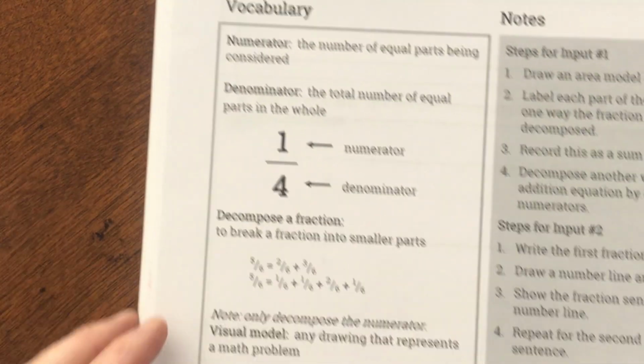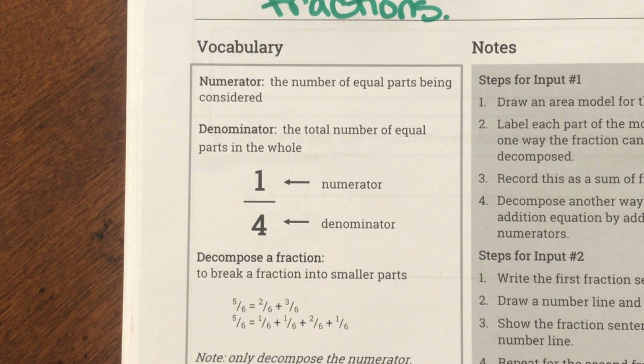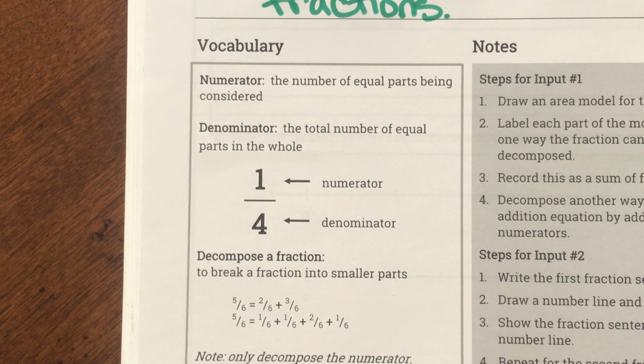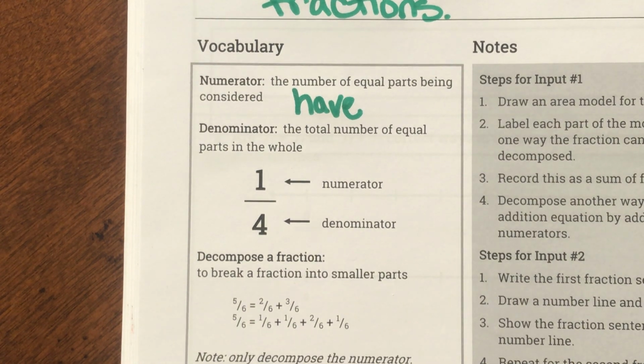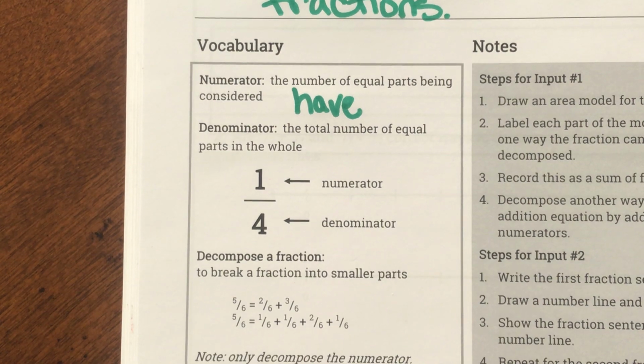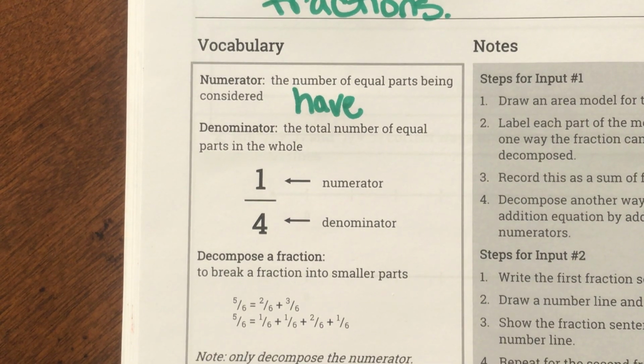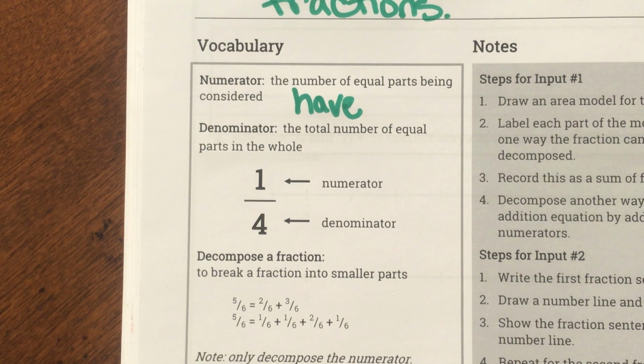So let's look at our vocabulary. Our first vocabulary word is letting us know what a numerator is. It's the number of equal parts being considered. That's the top number of our fraction. Sometimes I like to think about it's also usually what you have if they're talking about something shaded, or sometimes in a word problem about a food item, but it's how many pieces or parts you have. The denominator is the total number of equal parts in the whole. So it's how many parts the whole has been partitioned into.